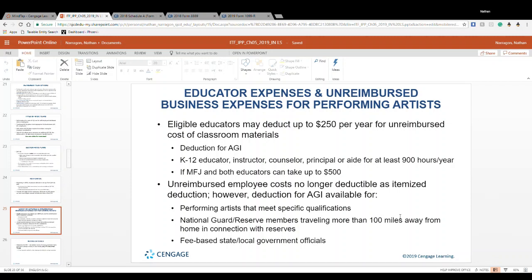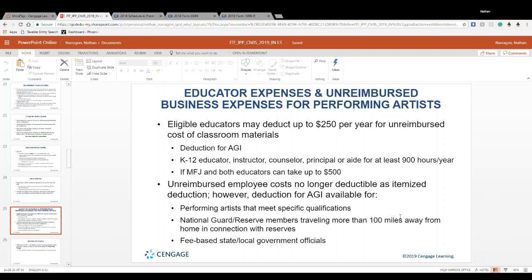And one is educators. Okay, they may deduct up to $250 per year for unreimbursed cost of classroom materials. Okay, this is a straight deduction to AGI. Again, one of those things that is called above the line AGI deductions. It is only for K through 12 educators, instructors, counselors, principals, or aides with at least 900 hours per year.